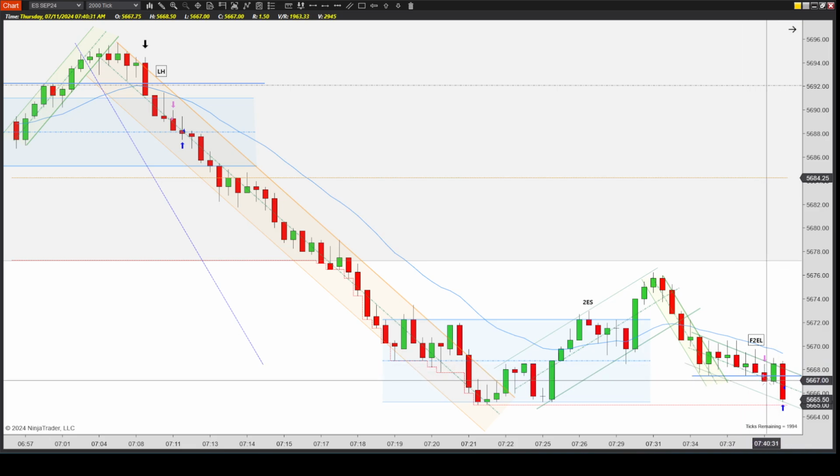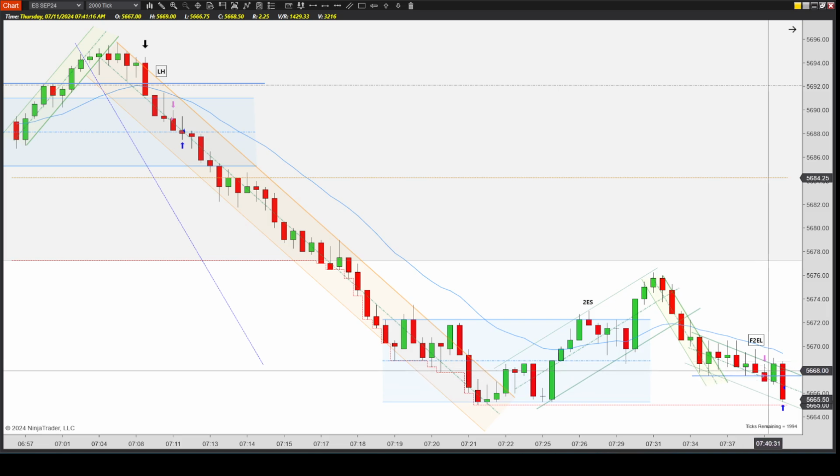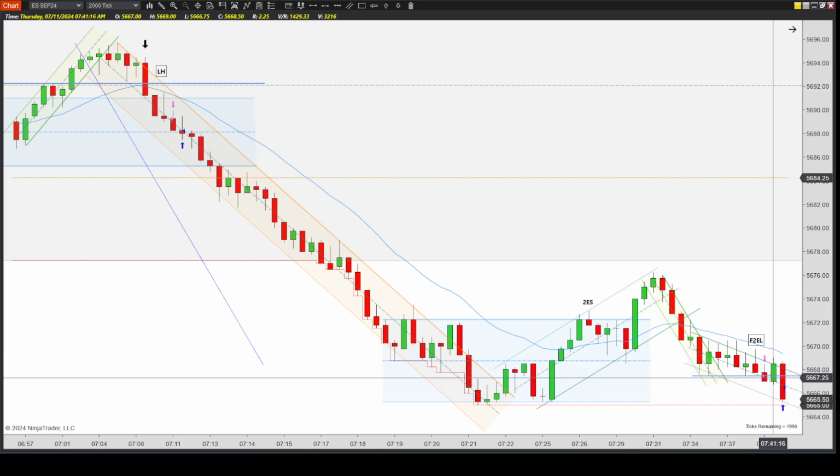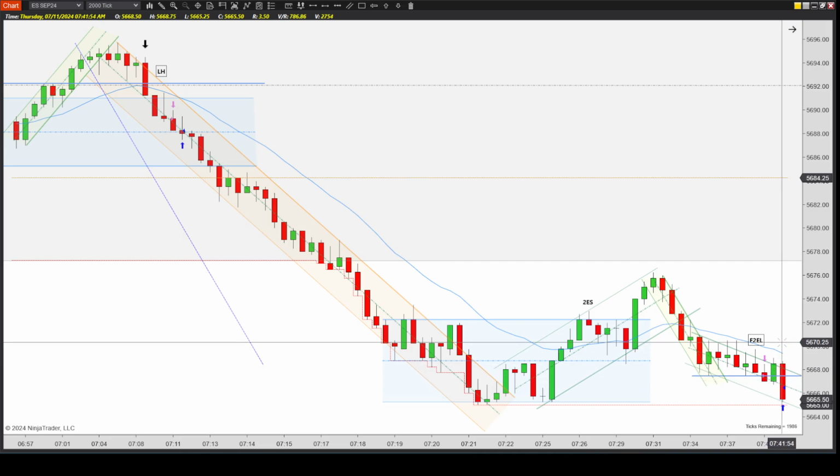I wanted it to break below the support before I entered, and I did. So I wasn't really sure, especially when I saw this one come up, but my stop's up here. I was thinking maybe I'm going to get stopped out.